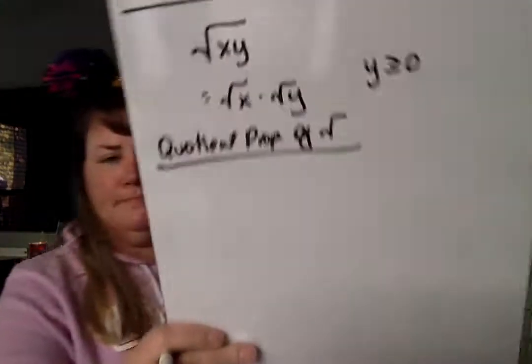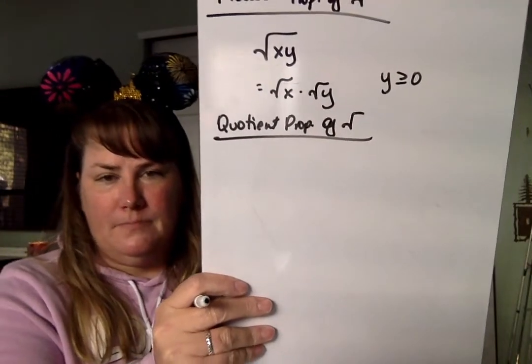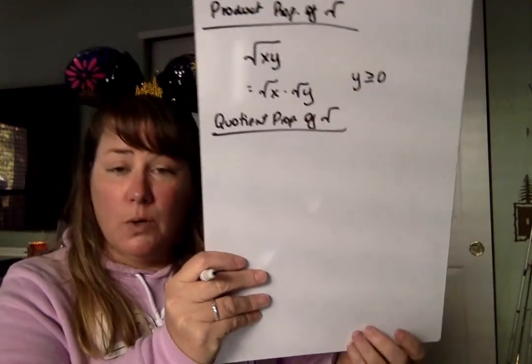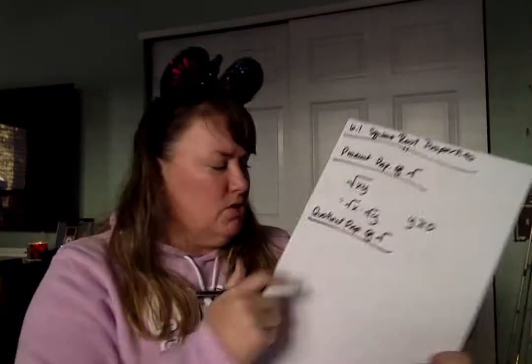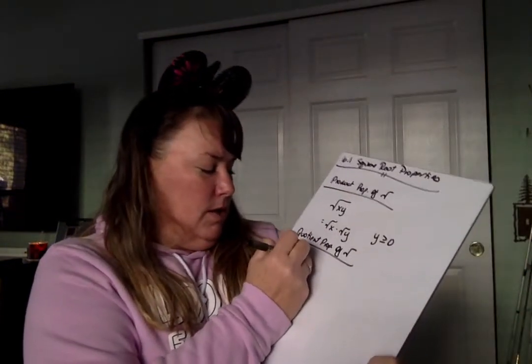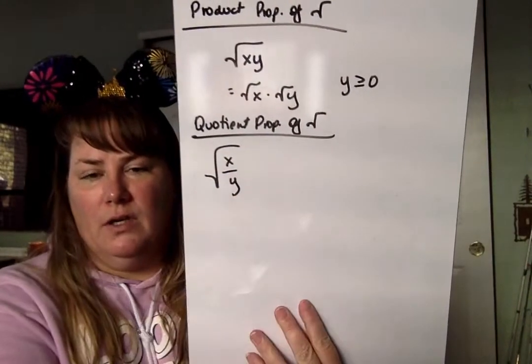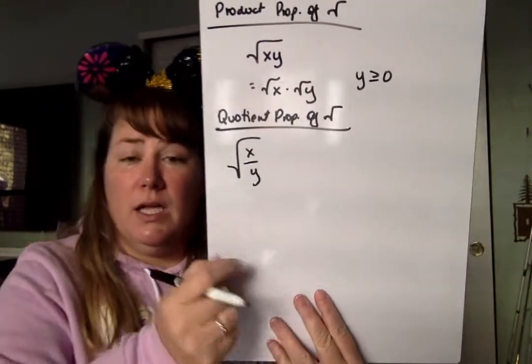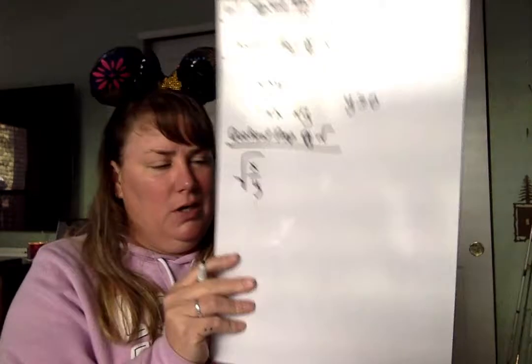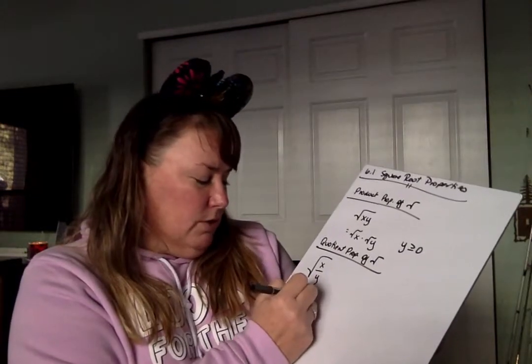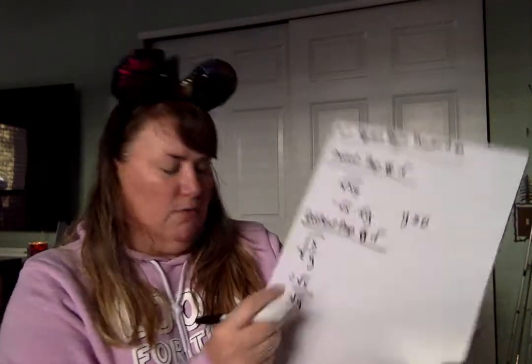And same thing with the quotient. So the quotient property of square roots. So if you have a quotient of, let's say, the square root of x over y. Notice everything is underneath that radical. So you have the quotient of x over y. If it's put together, you could take it apart. So that's going to equal the square root of x over the square root of y.